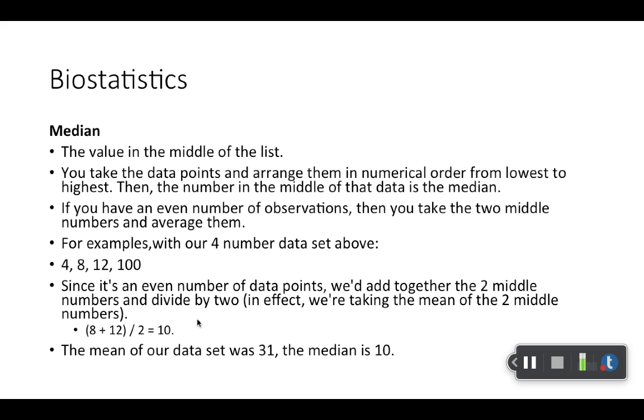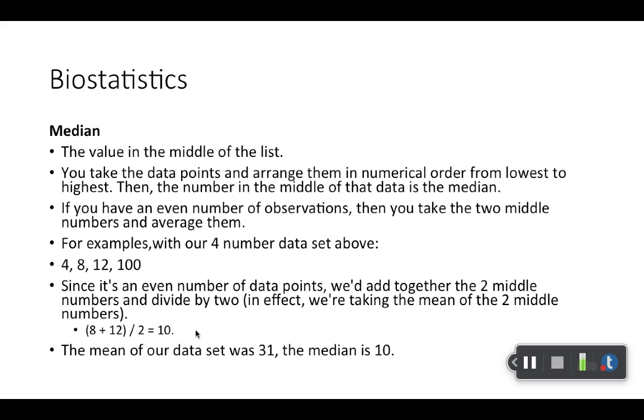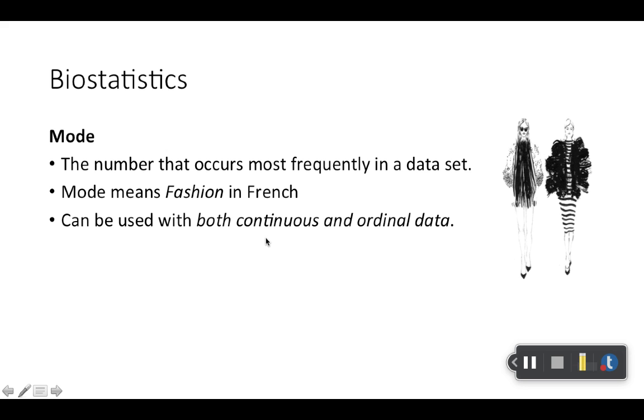And the number 100 here has less of an impact on the median. It actually has, I guess, no impact on the median other than it's not in the middle. But anyways, so the mean was 31, median is 10. And like I mentioned before, the strength of it is because of those outliers. It's not as susceptible to being skewed with outliers. Well, it's not susceptible at all because it just takes the middle number. And it can be used with both continuous and ordinal data.